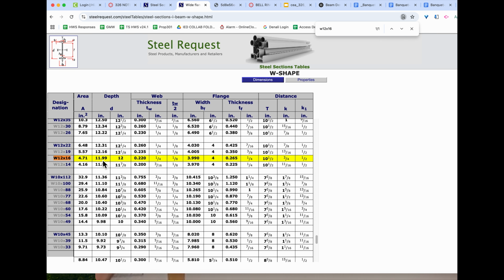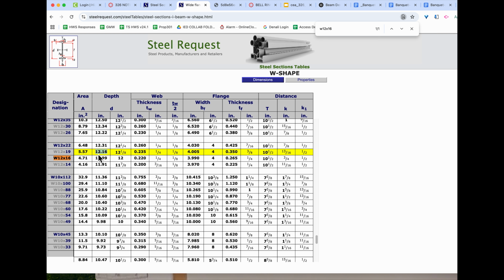W12 by 16, let's bring it up. So we can also look at the depth and the thickness for this W12 by 16 beam, and we can compare that. As you remember, in terms of the other beam that we were using, oh sorry, we're going to try the 12, my apologies, little mistake there, 12 by 19. That's the one that we're going to be using.